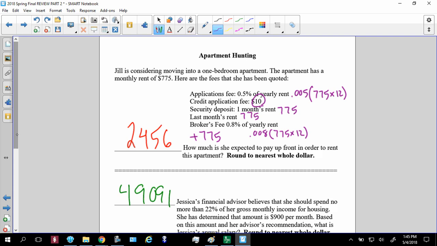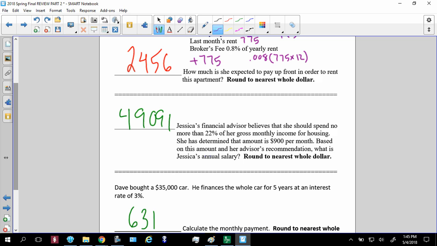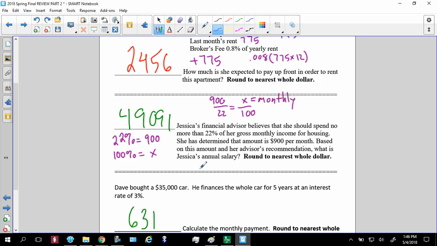Jessica's financial advisor believes that she should spend no more than 22% of her gross monthly income. All right, so this is very similar to that question we had on the first video. 22% equals $900. But what we don't know is, what does 100% equal? That's what we don't know, so we're going to create a proportion. 900 over 22 is equal to X over 100. Now remember, this is her monthly pay, and I tried to trick you with this because I'm asking for annual salary. So once you get your monthly pay, times it by 12.